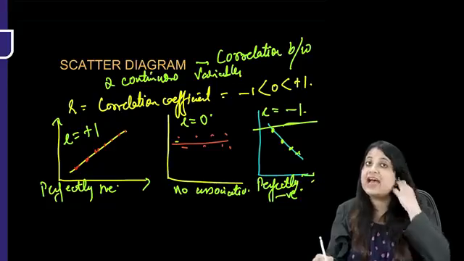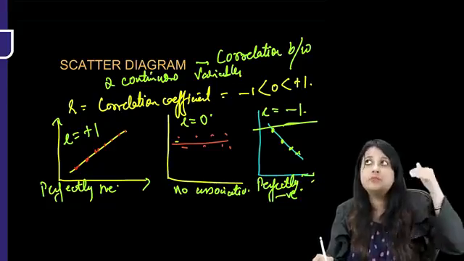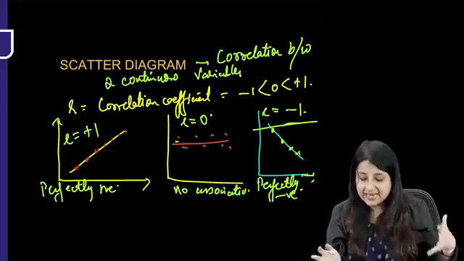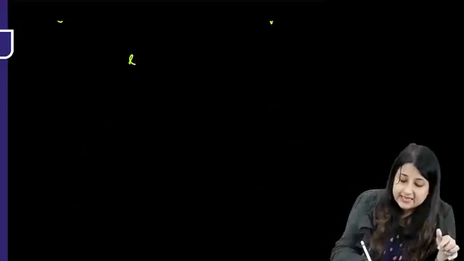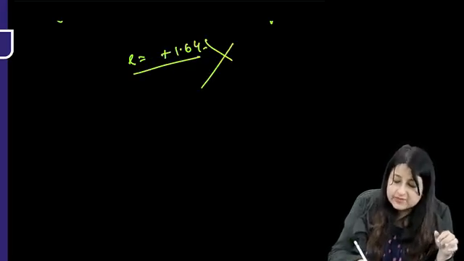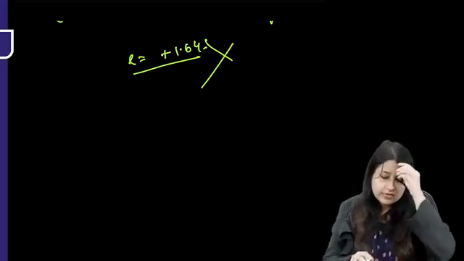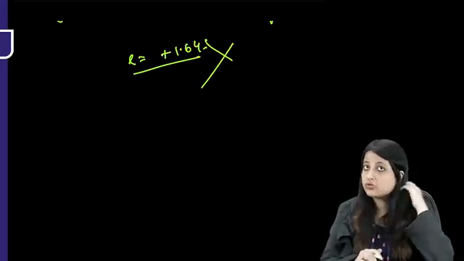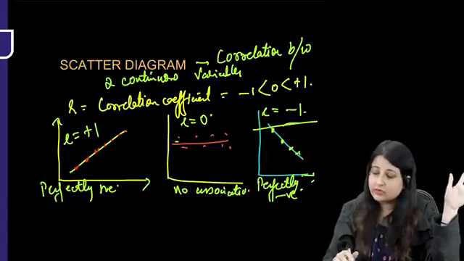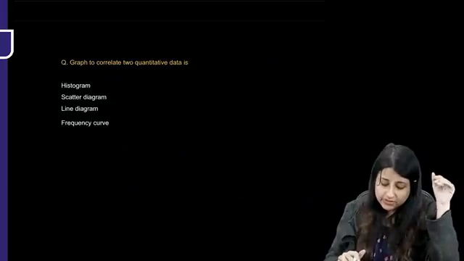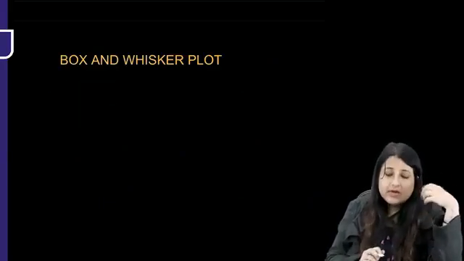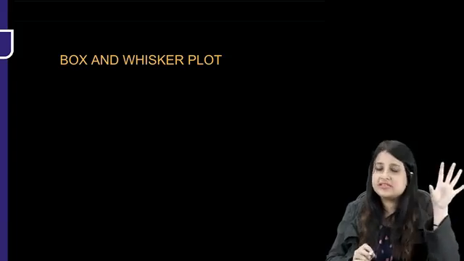So you can never have a correlation coefficient value more than +1 or less than -1. Suppose you get a question where somebody calculated the correlation coefficient as r equal to +1.64. Is this possible? No, this is not possible. So the researcher calculated it wrong. You must know perfectly positive, perfectly negative and this one. That is very, very important. So the graph to correlate quantitative data is the scatter diagram. Whenever you see the word correlation, it is a scatter diagram.